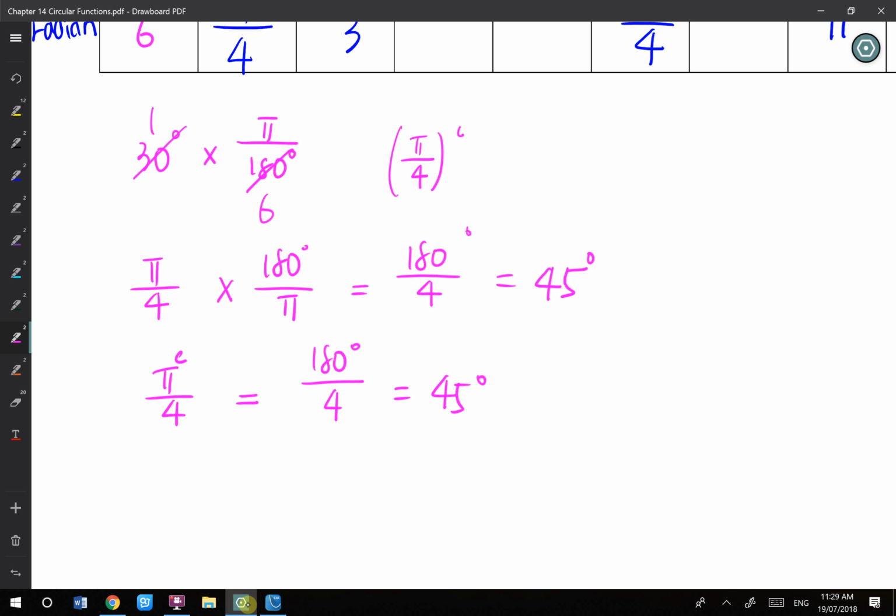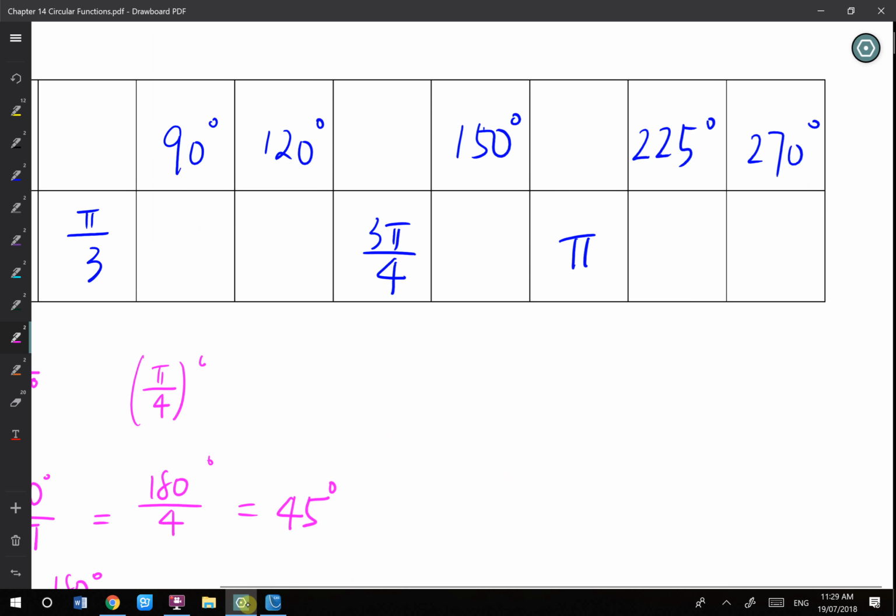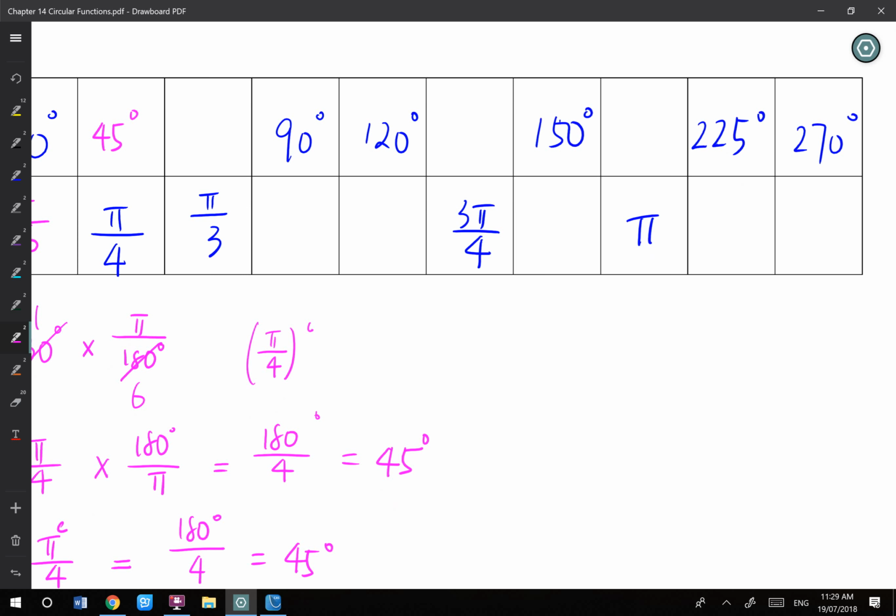By using the same method, can you do the rest of it, please? I don't have much time, so 5 minutes.